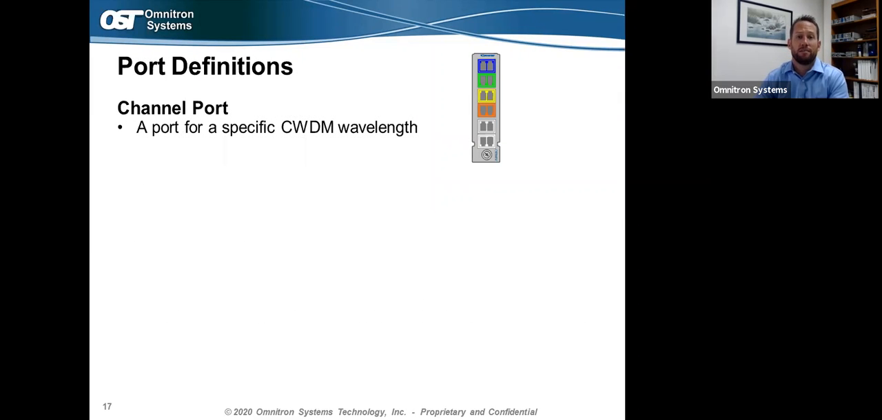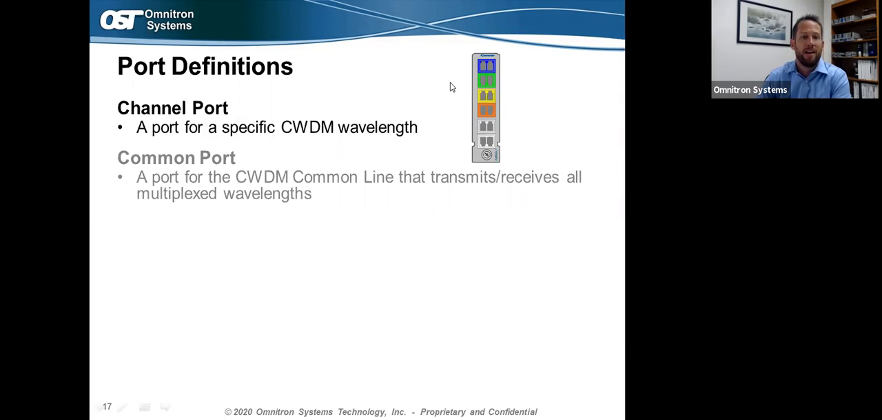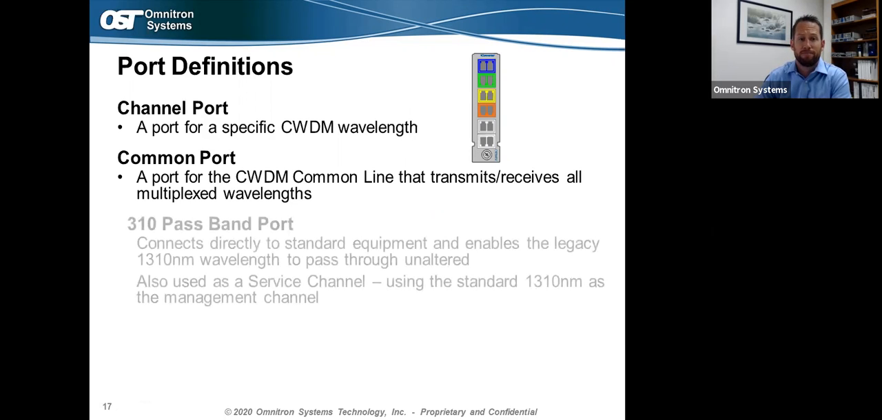Now we'll take a look at some different port definitions, or the names for all the types of ports on a CWDM multiplexer module. The first one is a channel port. This is a port for each specific CWDM wavelength that's being inserted into the multiplexer. Another port is called the common port. This is where the fiber comes out of the multiplexer and has all those different wavelengths combined onto a common fiber line.